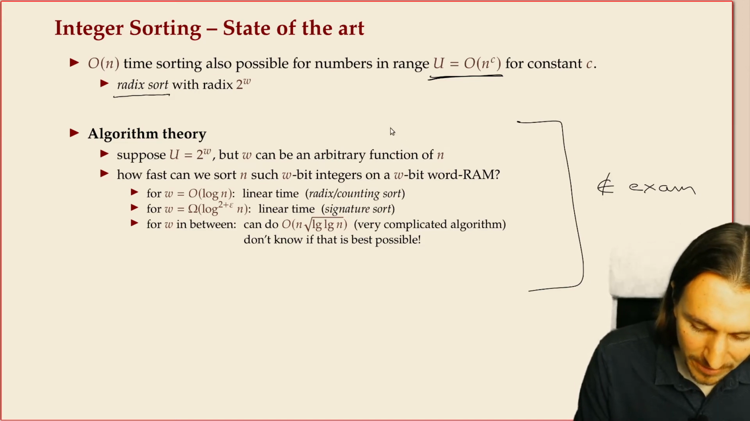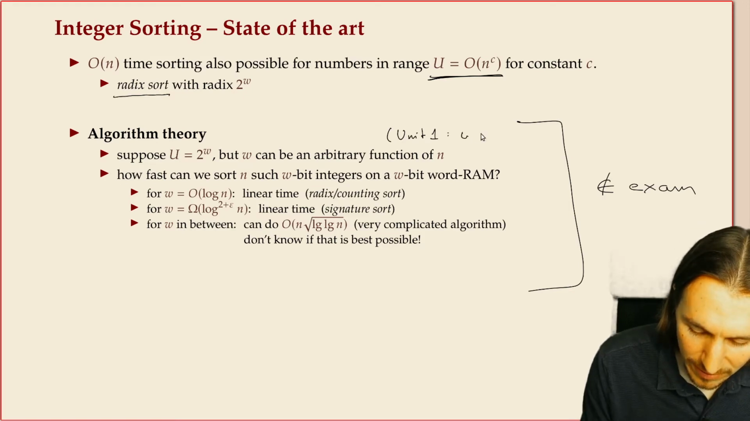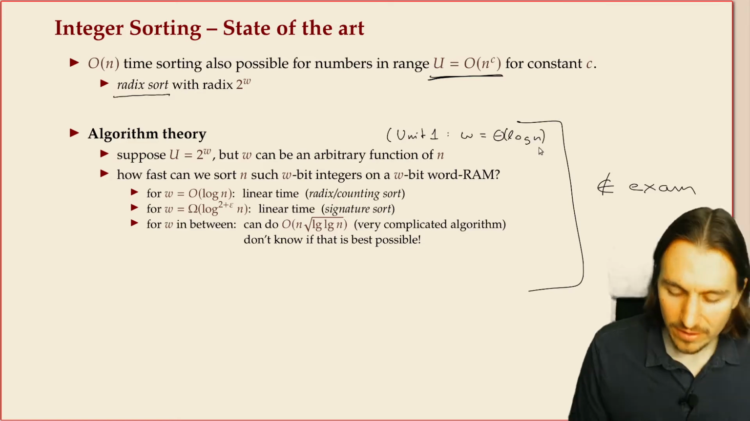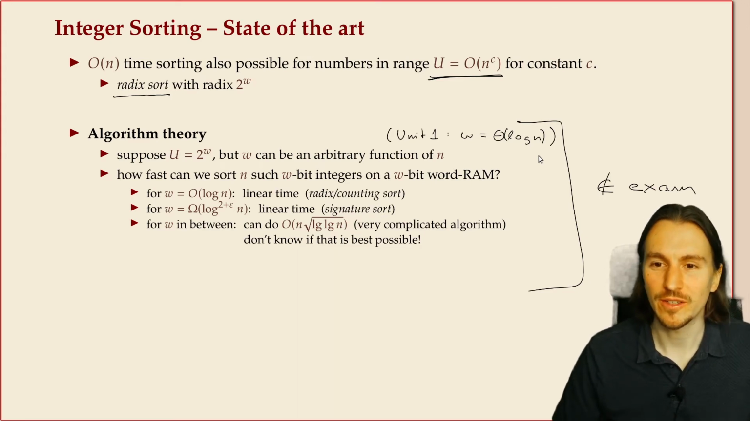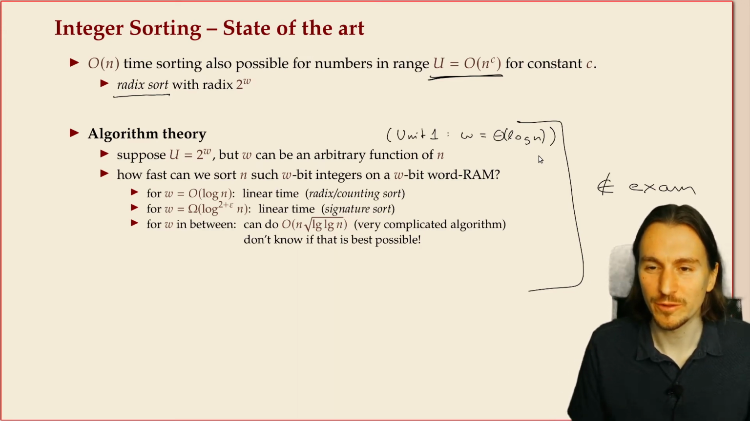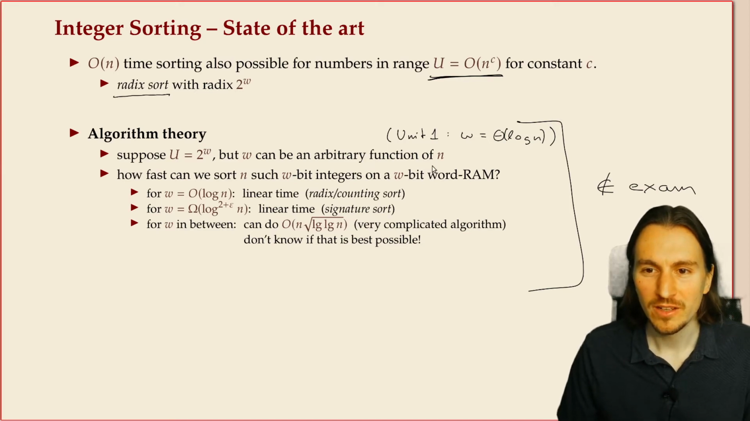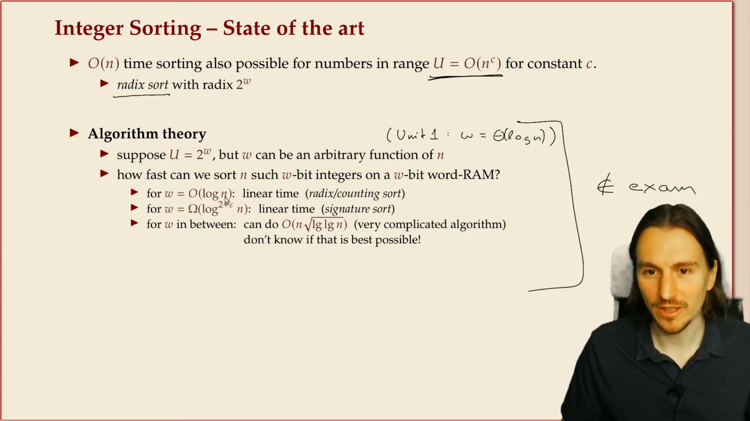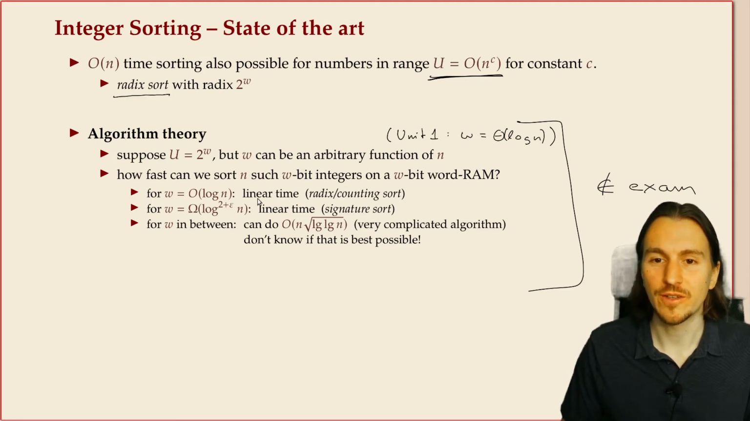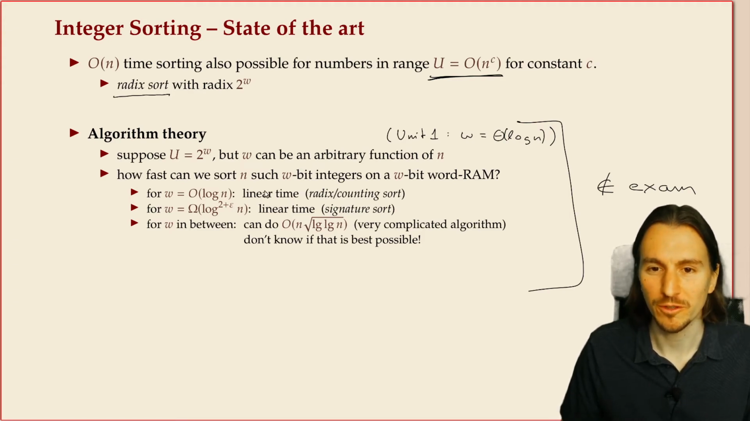So remember, in unit 1, we essentially fixed w as theta log n. Now, in general, this is not necessarily the case. You can have any other function for w as a function of n. And in theory, people have looked at this. And it turns out there are different ranges. If w is indeed not too big, like our assumption, then we can sort in linear time. We can sort n integers in linear time in this model using what I've just shown.